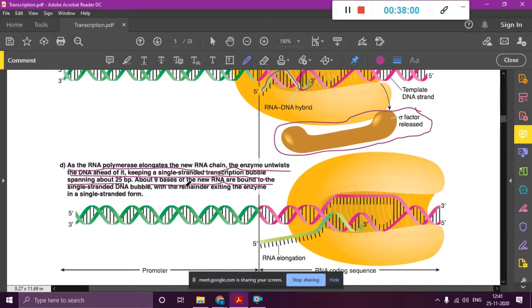So around 9, this is the bubble. This whole circle is the bubble. So in this bubble, what they are suggesting is that around 9 bases are here in the bubble, and this is all coming out. And approximately about 25 ahead, around 25 are kept unwound.